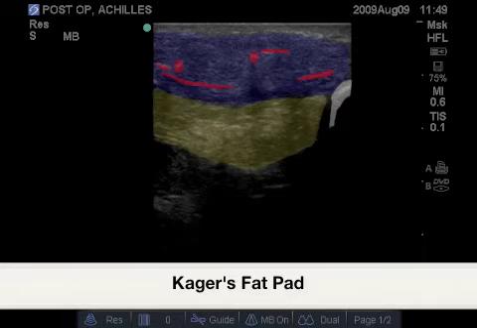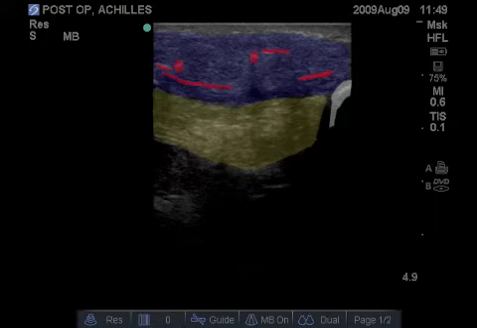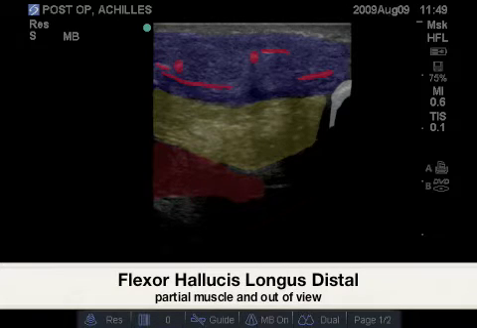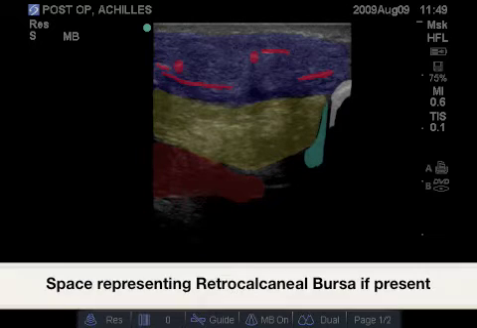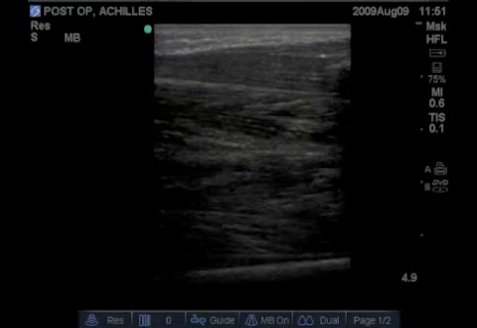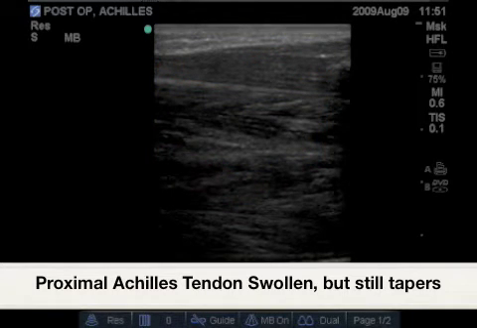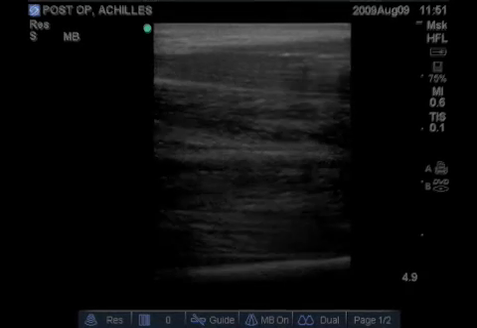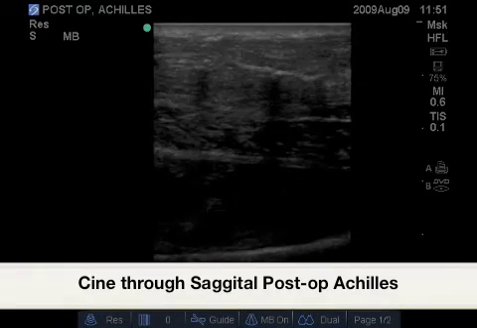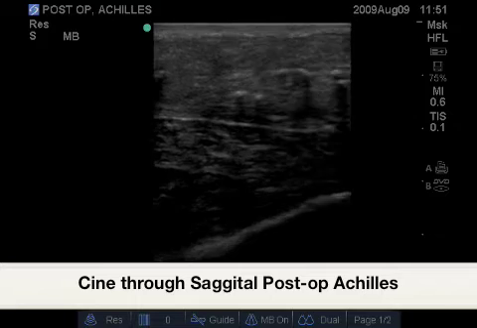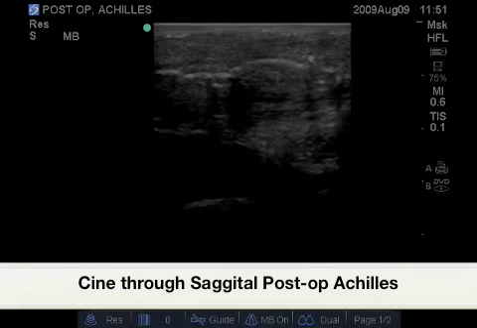The Kager's fat pad is compressed anteriorly, making it appear hyperechoic. Deep to the fat pad is flexor hallucis longus muscle before it becomes tendon. The light blue highlighted area represents where we would find a retrocalcaneal bursa. The Achilles tendon still tapers as it reaches the gastrocnemius, only thicker than in the normal images. Instead of the normally parallel surfaces of the Achilles tendon's anterior and posterior margin, we now have a swollen Achilles tendon.